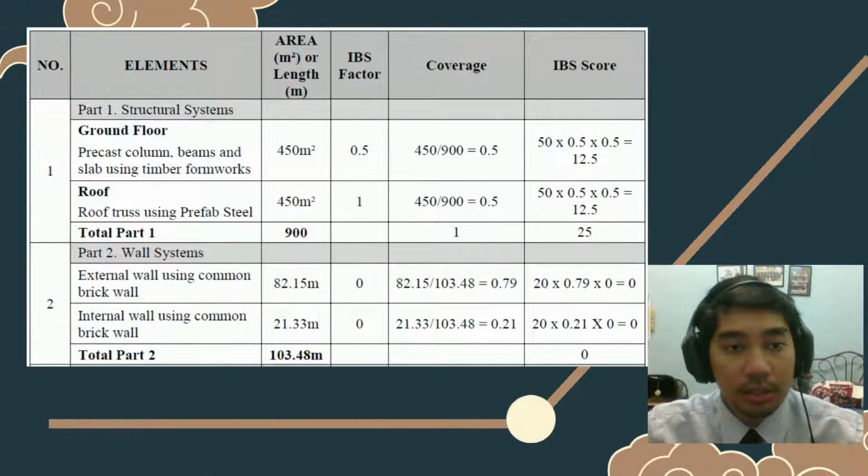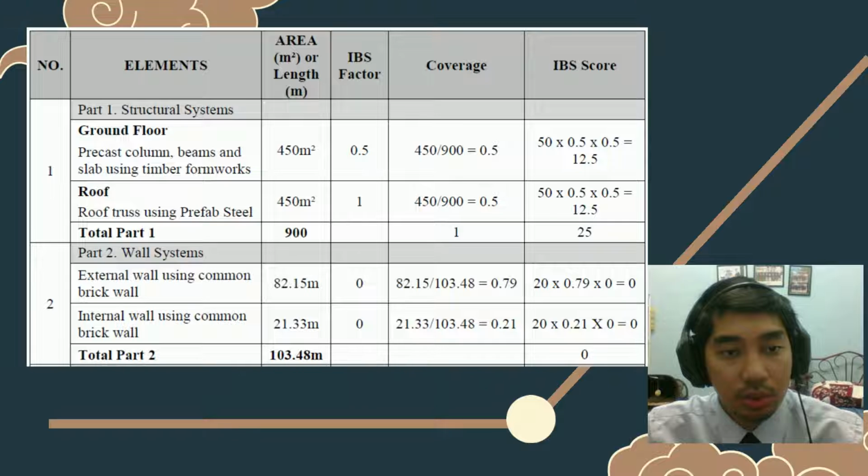Okay, next is the calculation for IBS. This calculation is based on the concrete lab. Part one, the structural system. The total of part one includes the ground floor and roof. The total area is 600 meter square. The coverage total is 1 and the IBS score is 25.